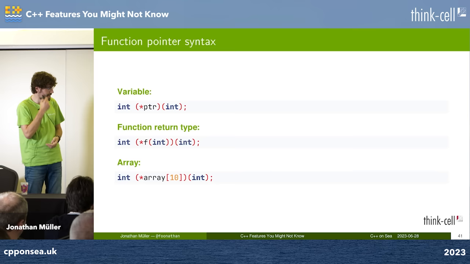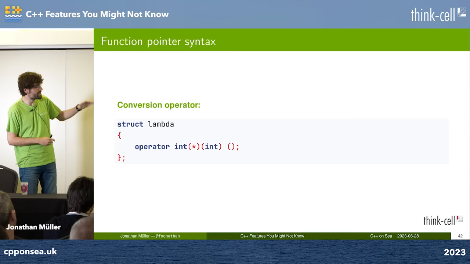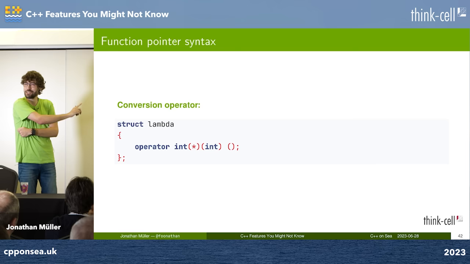And we've got lambdas. And lambdas without captures are implicitly convertible to function pointer. So the class the compiler writes has a conversion operator to a function pointer. Except that's not the correct syntax. That is not how you write a conversion operator to a function pointer. Anybody want to take a stab at how you write a conversion operator to a function pointer?